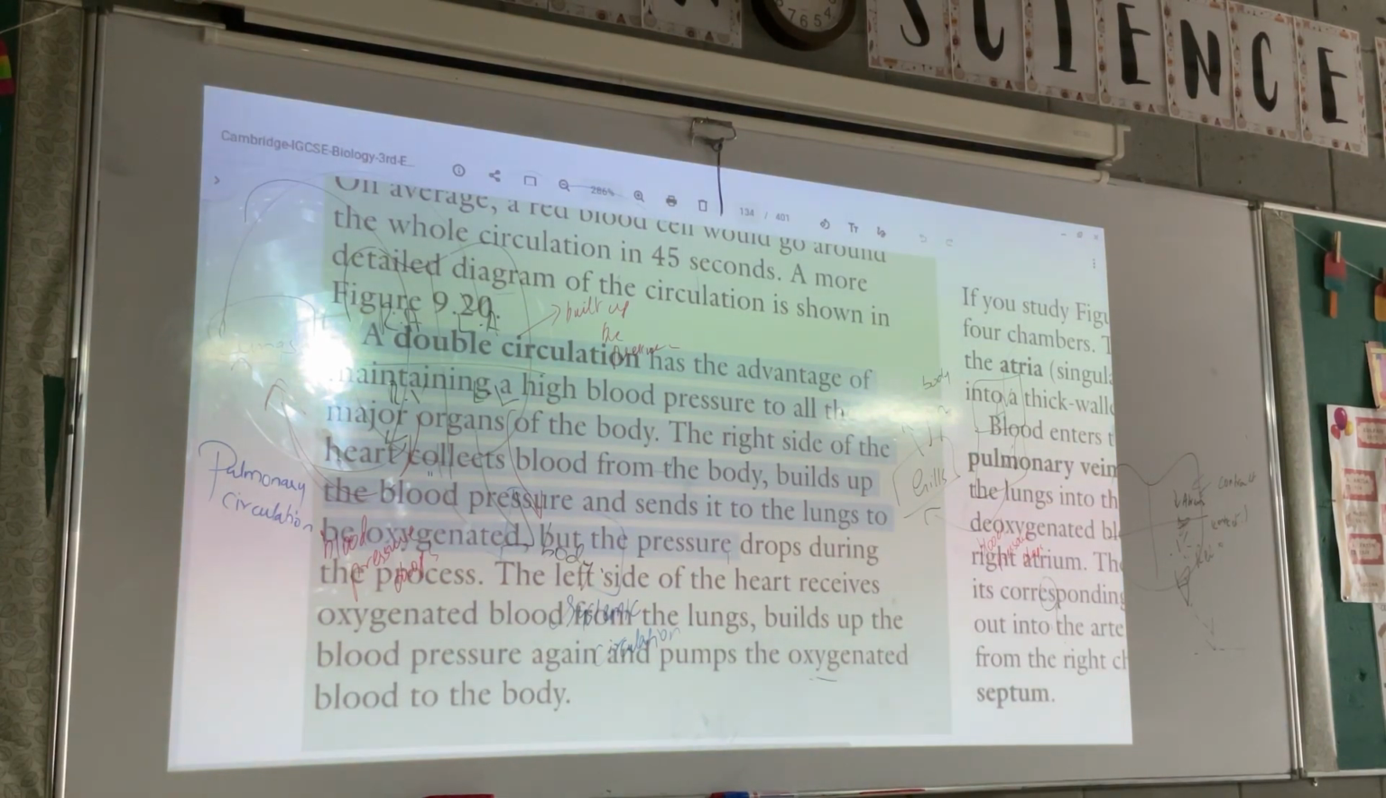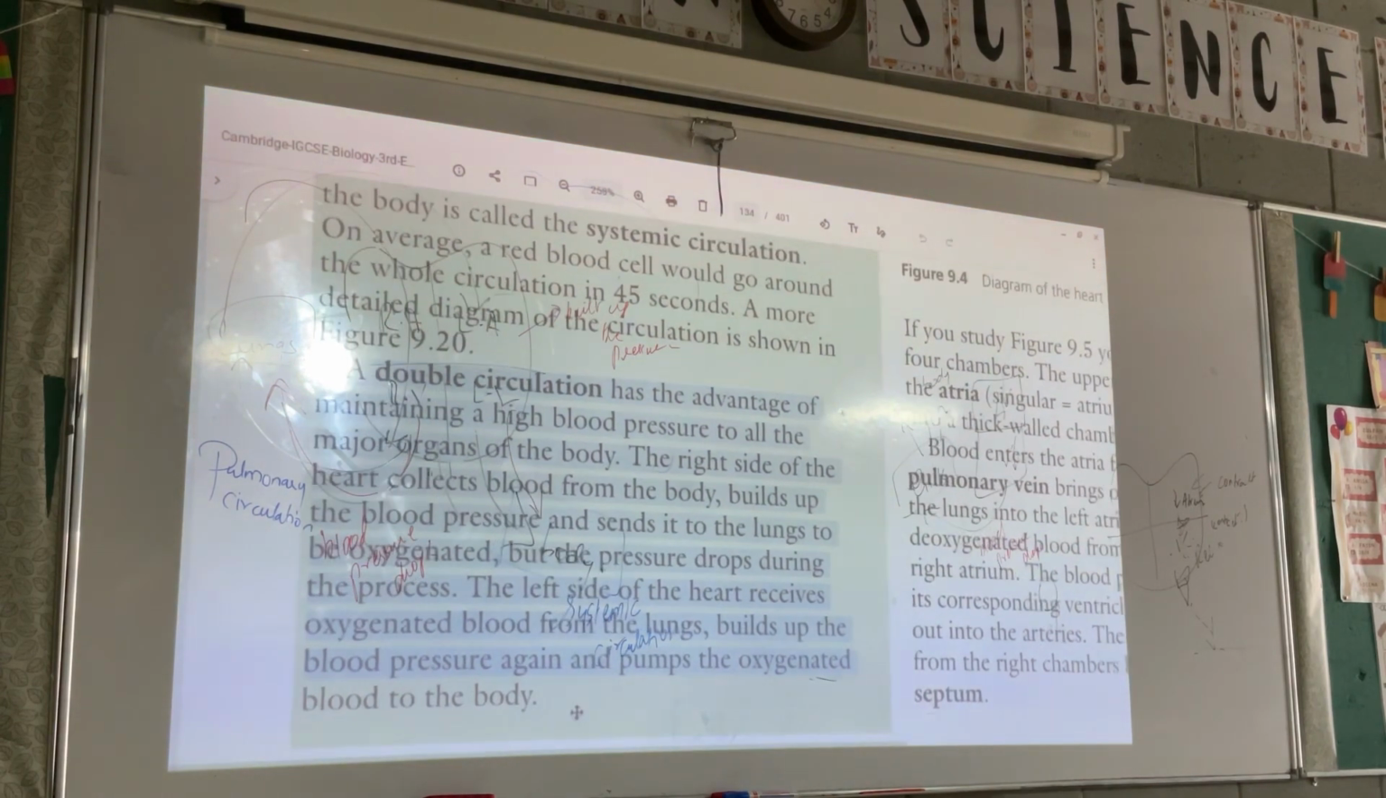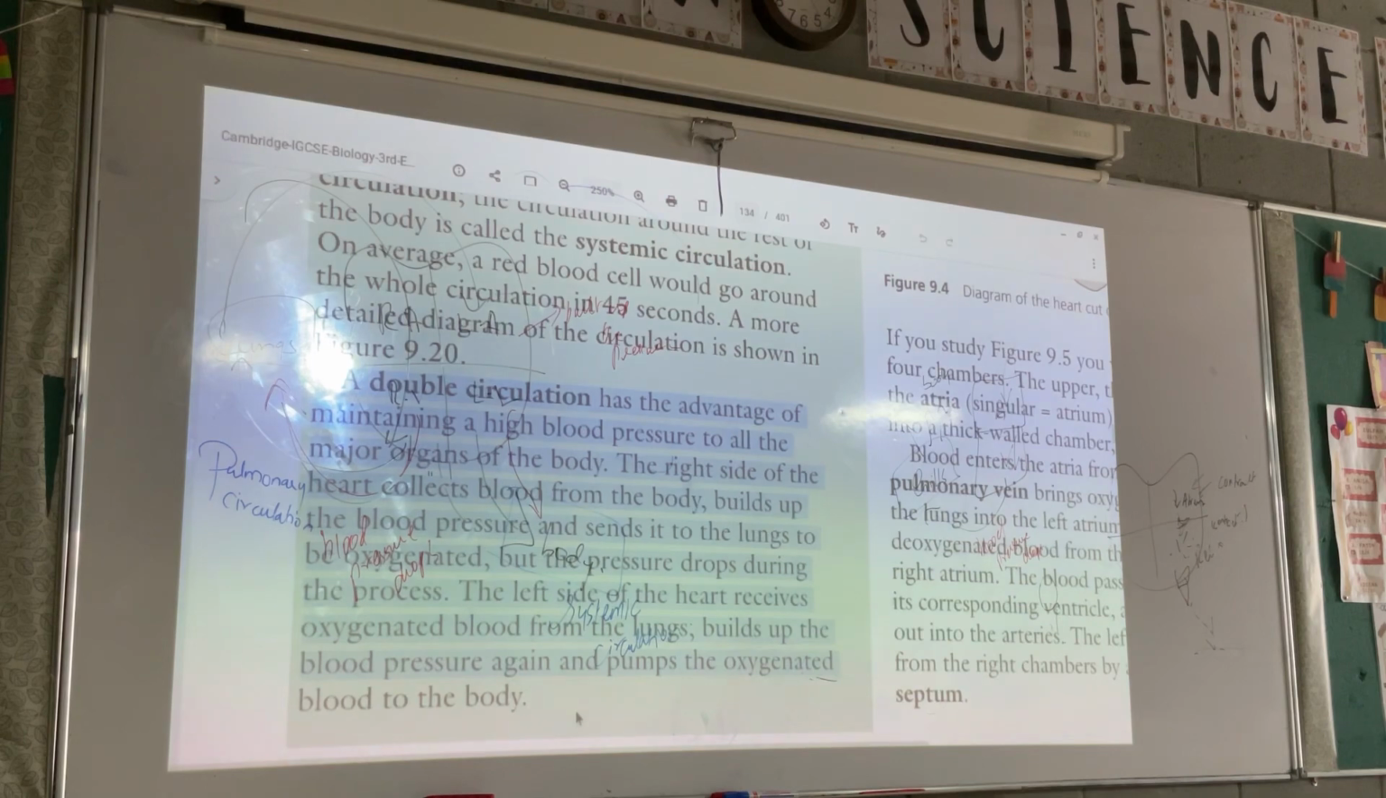What happens when it goes to the lungs? The pressure drops. So the left side of the heart receives the oxygenated blood from the lungs. It again builds up the pressure and pumps the oxygenated blood to the rest of the body. Is this clear? Very clear, right? Now you can note down about this. If you want to highlight the advantage in your book, you can do it. The advantage is the most important thing.